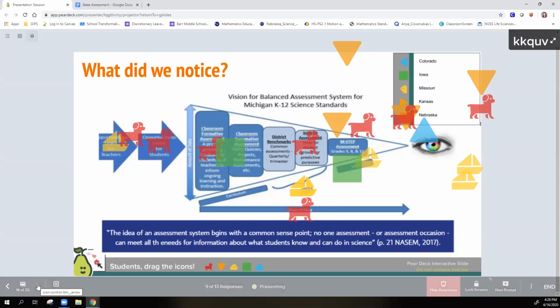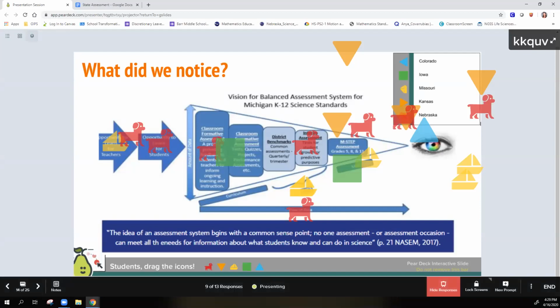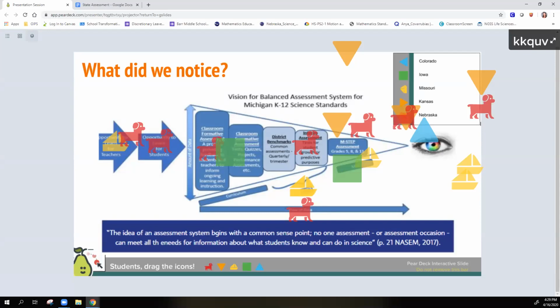Did anybody notice any differences in scale between their state model and the Michigan model? Like, did you have more levels or more different levels than the Michigan model, or maybe you had fewer levels, or you went to a different scale, either wider or more specific?